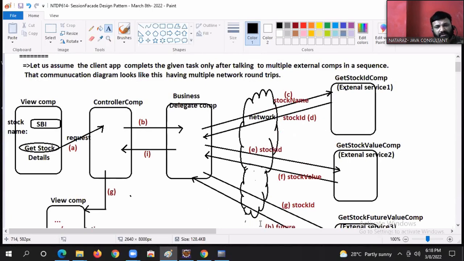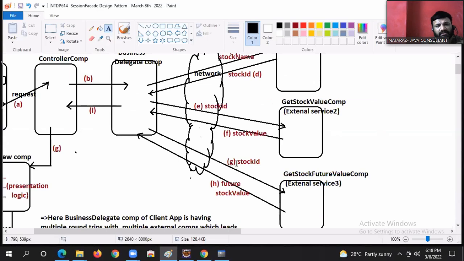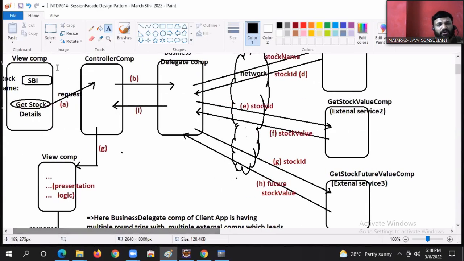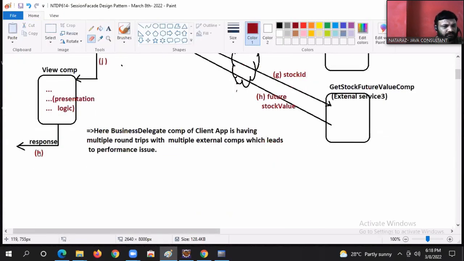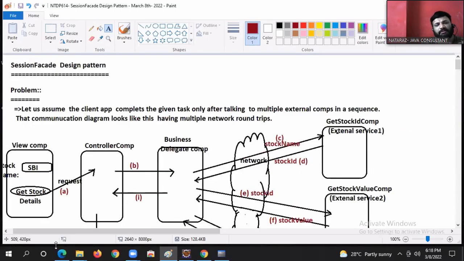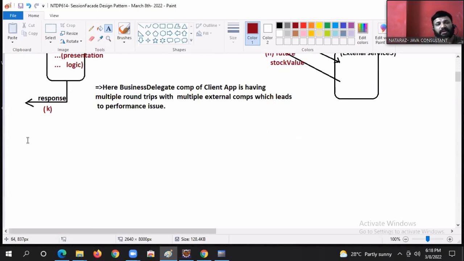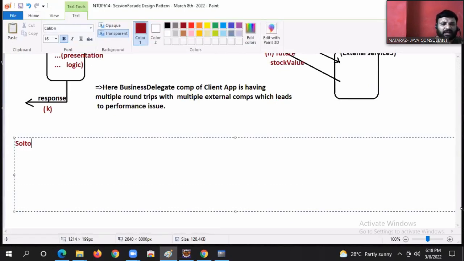Yeah, tell me, guys. A, B, C, D, E, F, G, H, I, J, K. Are you understanding my statement, boss? This is the problem, guys. Shall we talk about the solution diagram?